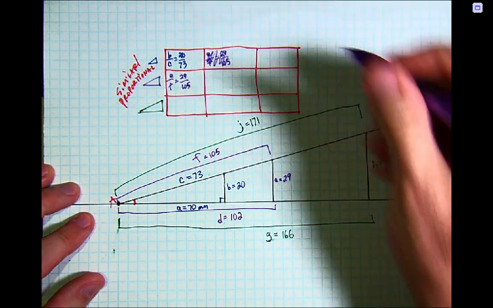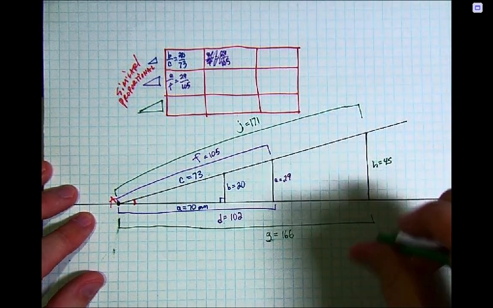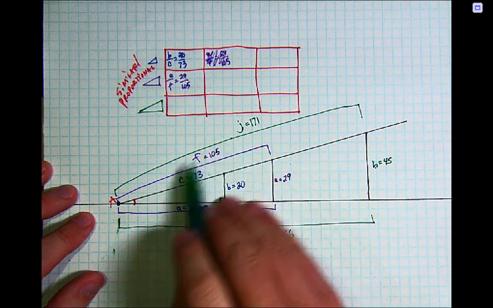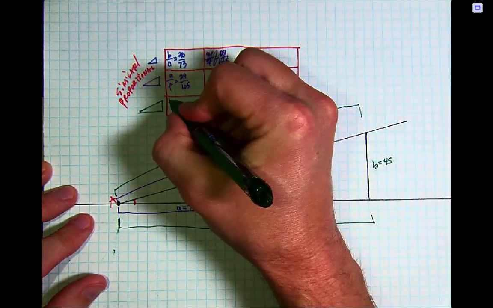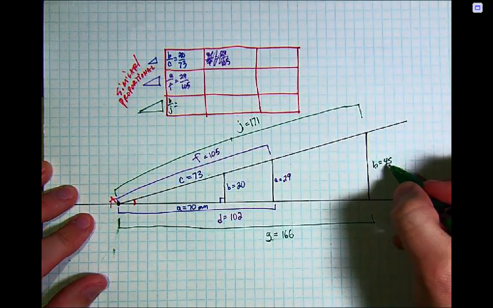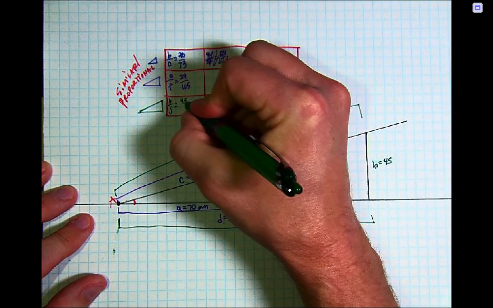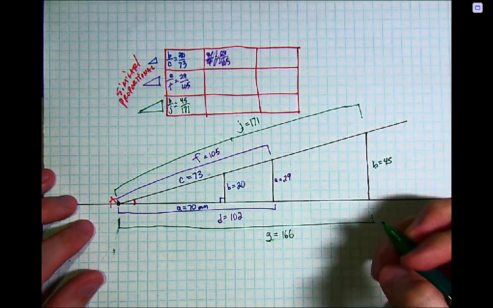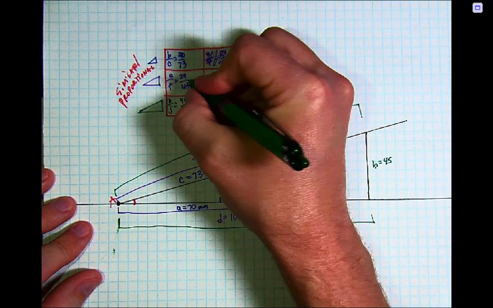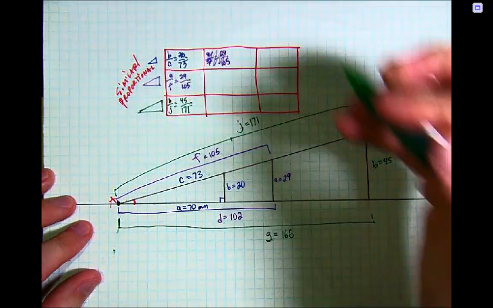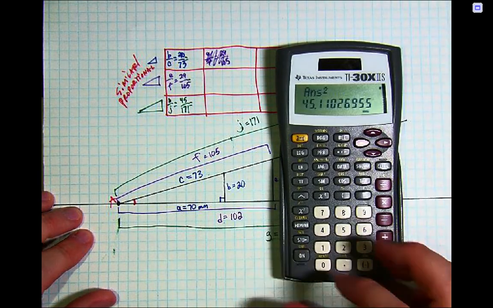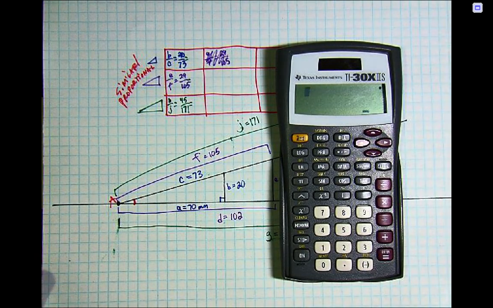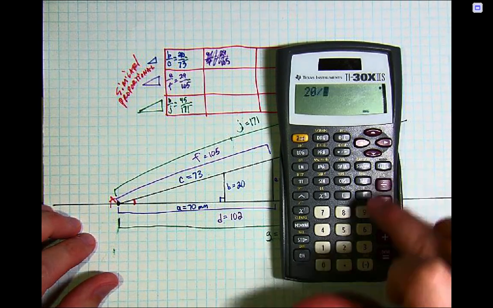And then for the green triangle, that would be H over J, right? The upright leg over the hypotenuse, H over J. And that would be 45 over 171. Now what I want you to do is punch those ratios into your calculator, do the division, and tell me, did we draw roughly proportional triangles?